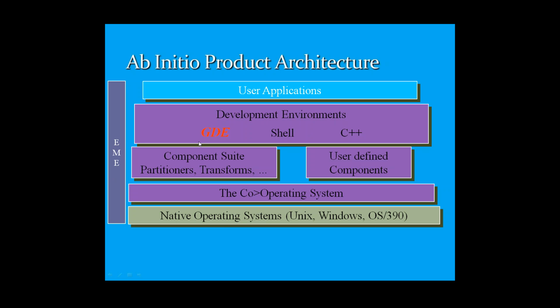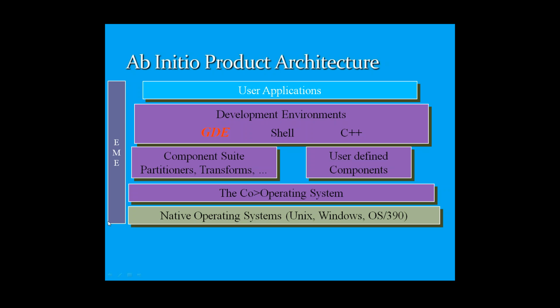So whenever you click on the run button in GDE, the code will be deployed into the native operating system with the help of the co-operating system. So you will work on the GDE only, and whenever you perform the saving operation, we call this a check-in and checkout operation. You have to check in the code into your EME. Similarly, you have to perform the checkout operation to get the code from EME to your local machine, right?